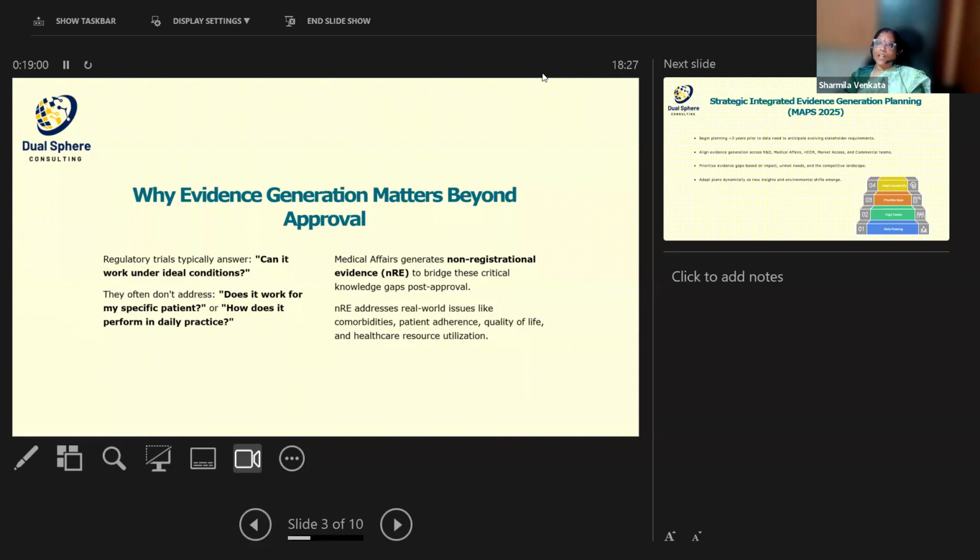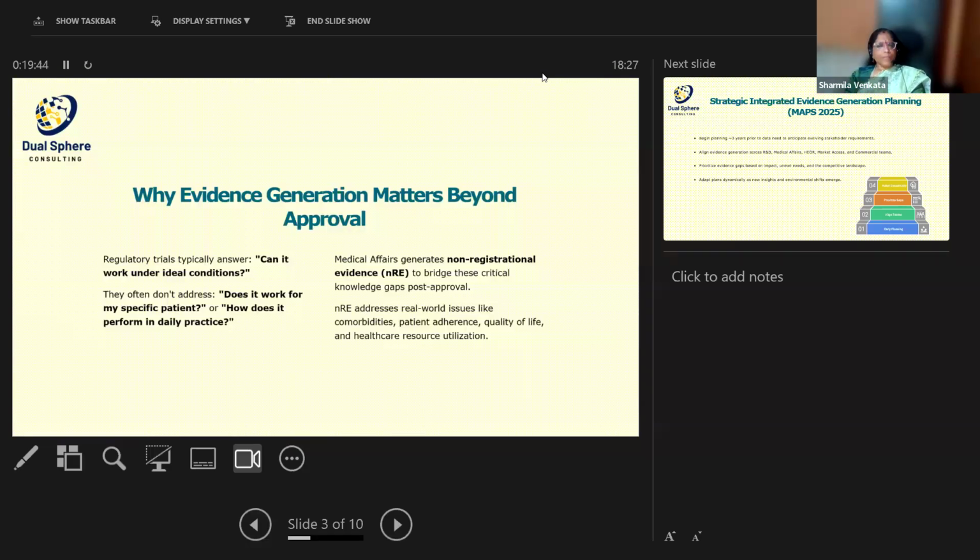What is comorbidities? How does treatment perform in patients who have other chronic diseases alongside the target conditions? And when it comes to adherence, are patients taking it as prescribed, or are there patterns of missed doses, early discontinuation, or incorrect use? And when it comes to quality of life, does it meaningfully improve how patients feel and function in their daily lives? And healthcare utilization, does it reduce hospital admissions, emergency visits, or the need for additional treatment?